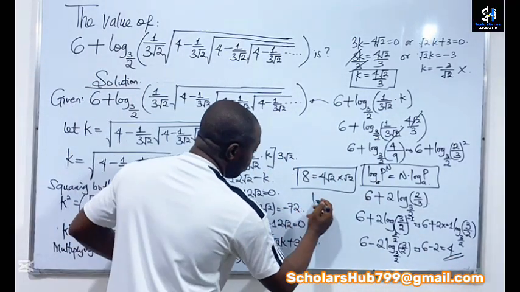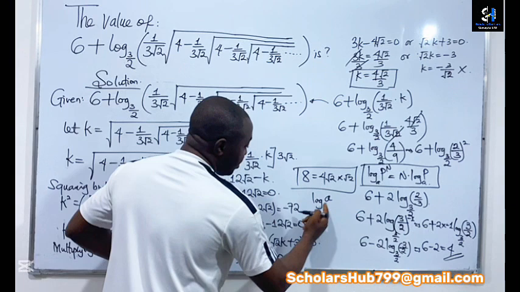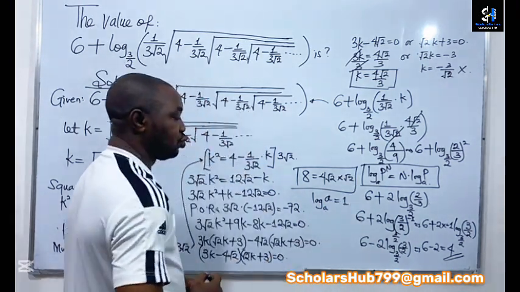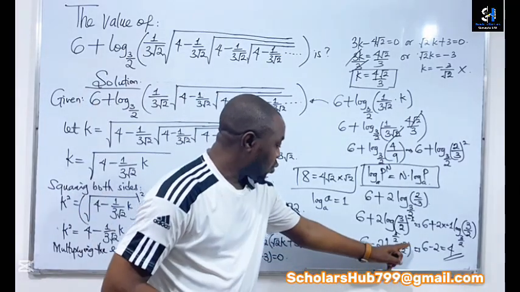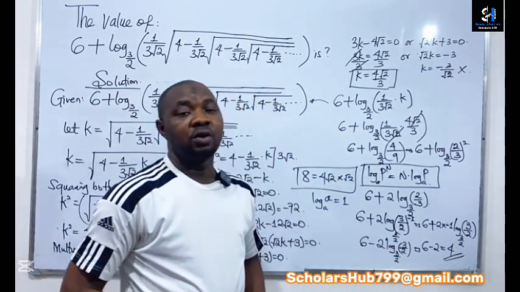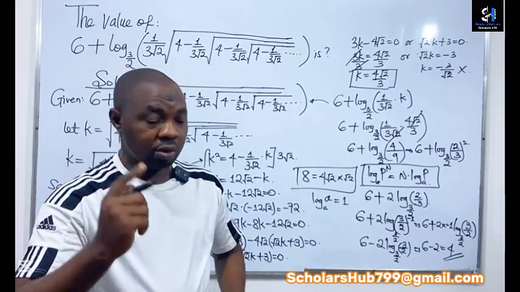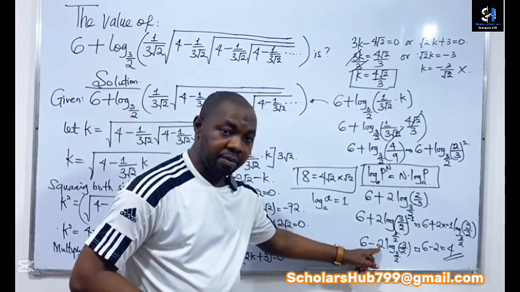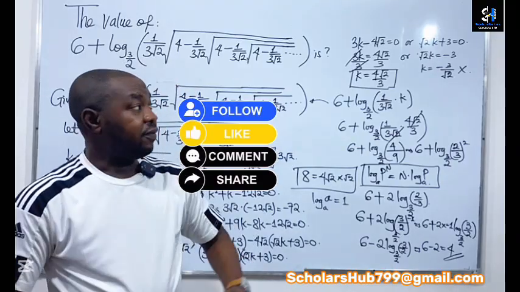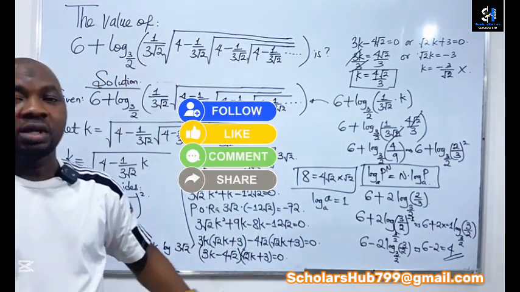Let's not forget that when the argument and the base of a log are the same, the log equals 1. So logarithm to base 3 over 2 of 3 over 2 is equal to 1. So 1 multiplied by minus 2 is minus 2. So 6 minus 2, and the value of this expression is equal to 4.